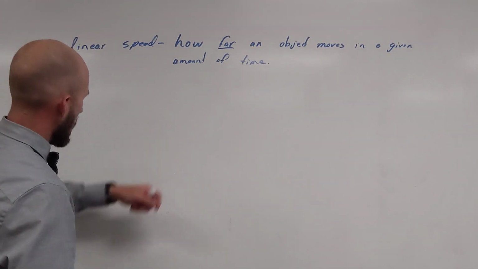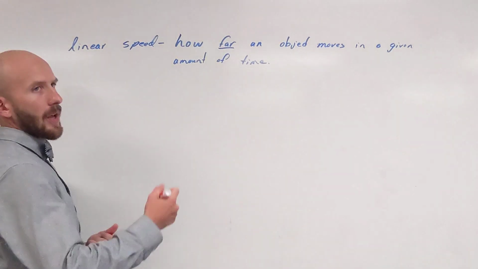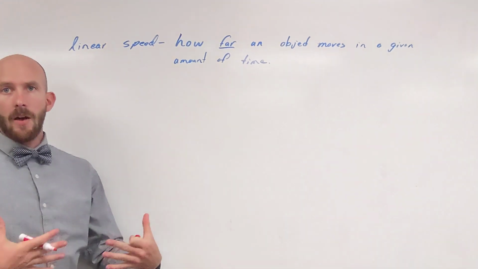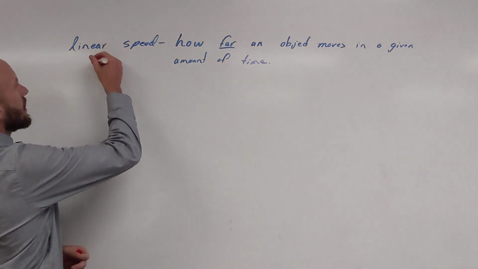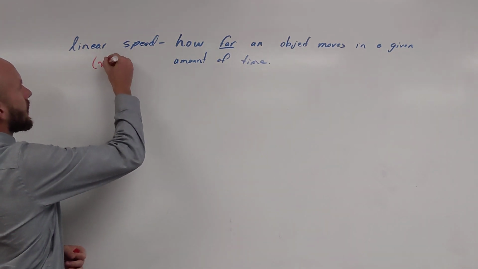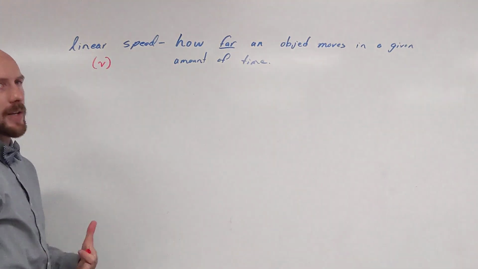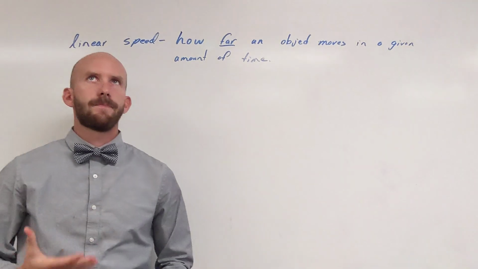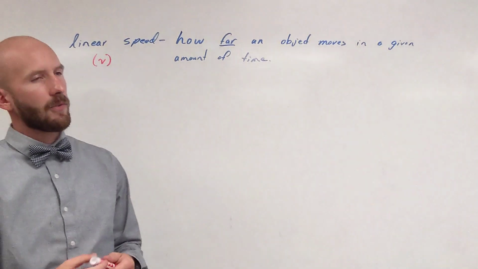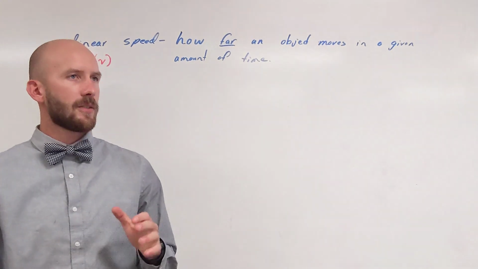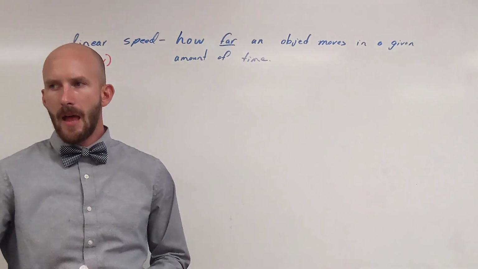And for this whole section, we are going to have some different variables because we're going to have a few formulas. And so for linear speed, the variable that we're going to use for that is just a v, like for velocity. Technically, speed and velocity are not exactly the same thing, but for right now, they're close enough to use them interchangeably.